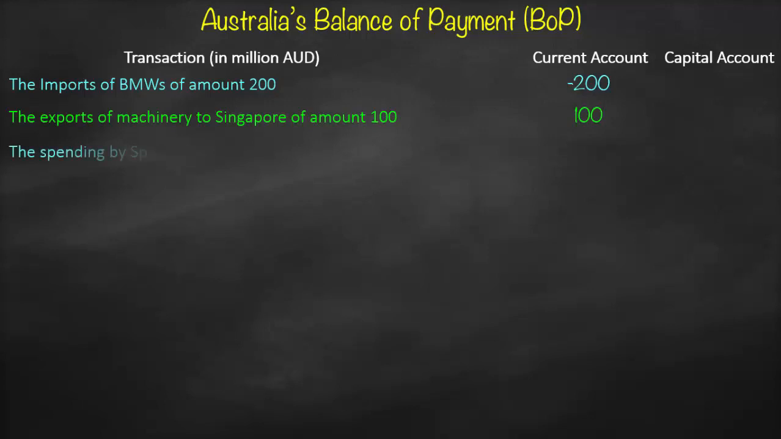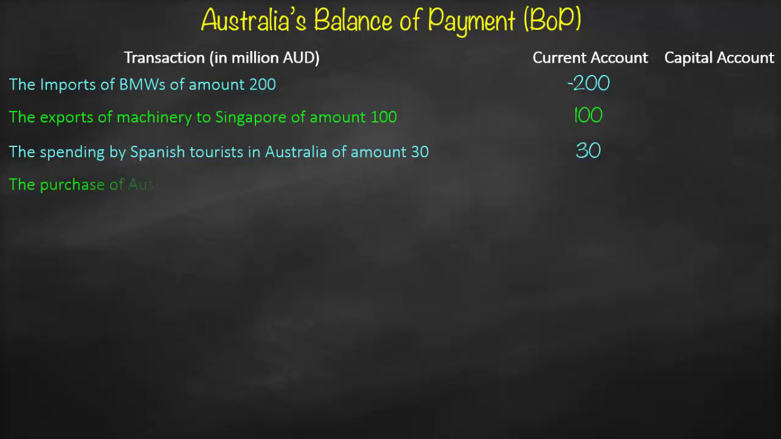Another transaction: the spending by Spanish tourists in Australia of amount 30 million Australian dollars. We have some Spanish tourists in Australia. Is this one way or two way? This is one way. Why? Because this is an example of export of services. Our services could be such as tourism or education. Tourists will give Australia the money. Therefore, for Australia, it will be an inflow, so I will write plus 30 under current account.